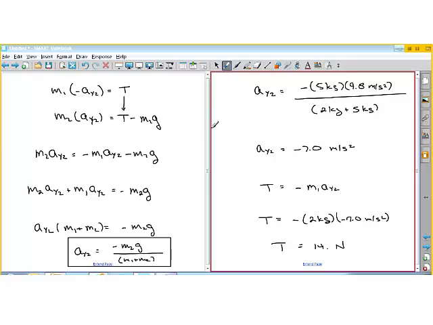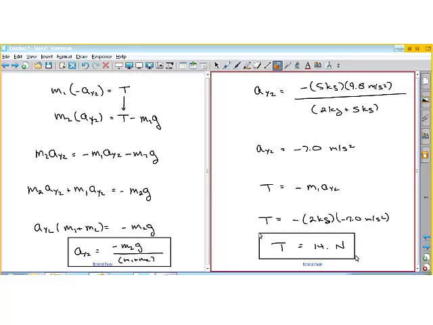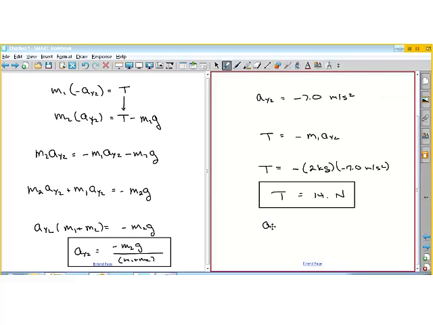Okay, so those are the two possible things. The accelerations are going to be the same, except a sub x1 is going to be positive 7 meters per second squared. So let's just write that down. a sub x1 is equal to negative a sub y2. So I have negative, negative 7 meters per second squared, which makes it 7 meters per second squared. So that is a sub x1.